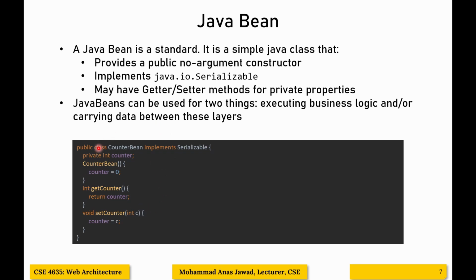So this counterBean class satisfies all the conditions of being a JavaBean, and so we can say that this class is a JavaBean class. So that is all you need to know for now when it comes to JavaBeans. It is simply a class that implements the Serializable interface, and it has a no-argument public constructor. Okay.